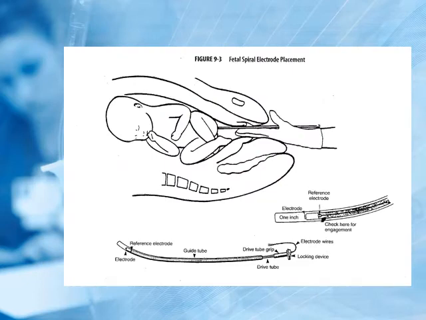This is fetal spiral electrode placement, so the FSE placement. You can even do them on a breech baby. You just got to hit the butt. This is more than you need to know, but that's how it's put in, and that's why you have to have ruptured membranes, right?